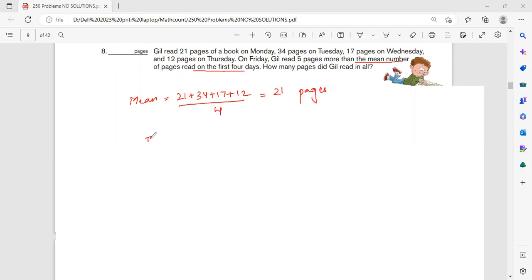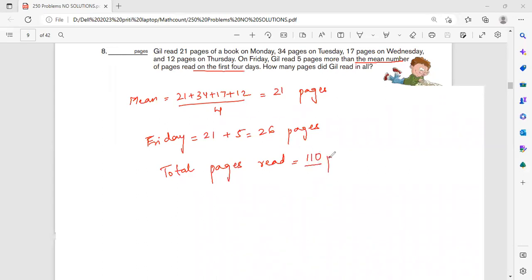So how many did she read on Friday? She read 21 plus 5. So she read 26 pages. So the total pages read in all will be 110. So you will add the sum here and the 26 pages. If you add all of them, we'll get 84 plus 26. I'll get 110 pages. That will be my final answer.